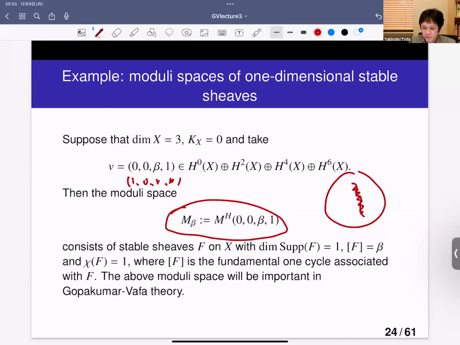For example, if you consider some curve in X, which has some higher rank on X. For example, if you have a curve C and also a vector bundle over this curve, then there is no surjection from O_X to F. So in that case, there is no corresponding point in the Hilbert scheme of the curves. But in this moduli space of one-dimensional sheaves, we also consider something like a vector bundle supported on some curve. So in this way, the moduli space is in fact different from the previous one.